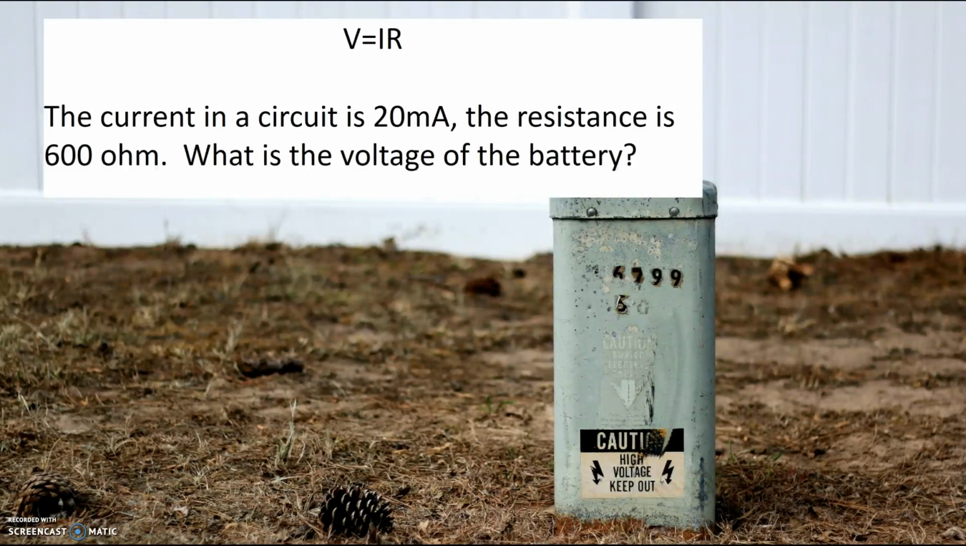The current in a circuit is 20 milliamps, and the resistance is 600 ohms. What is the voltage of the battery powering the circuit? Be sure to convert before subbing into the formula.